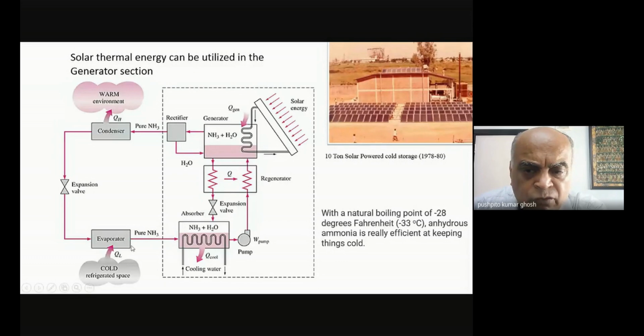Now, ammonia also has a reasonable latent heat of vaporization. So from a certain amount of the liquid ammonia, you can exchange a lot of the heat from the surroundings with a small amount of ammonia.